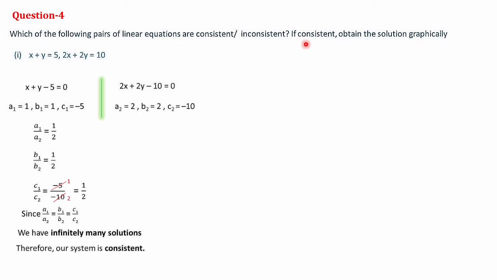If the system is consistent, obtain the solution graphically. If the system is inconsistent, we can stop there. If it is consistent, we have to continue and find the solution graphically. That means we need to draw the graph. For that, we know how to draw the graph. Just take the equations and find the table of values.